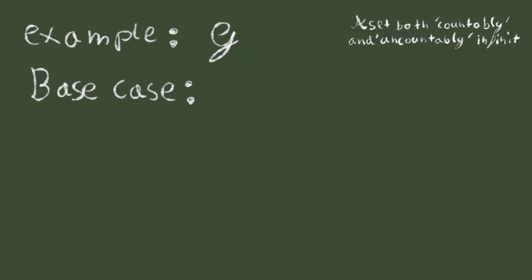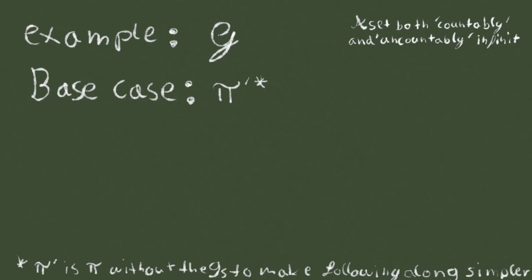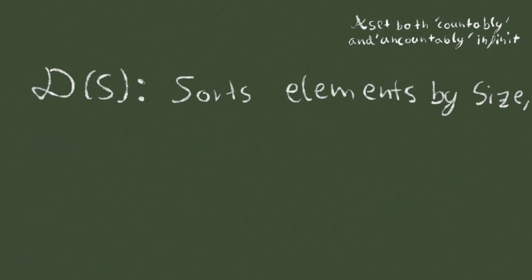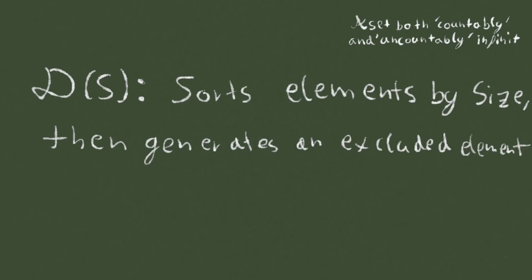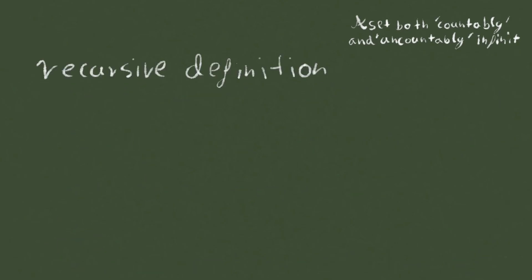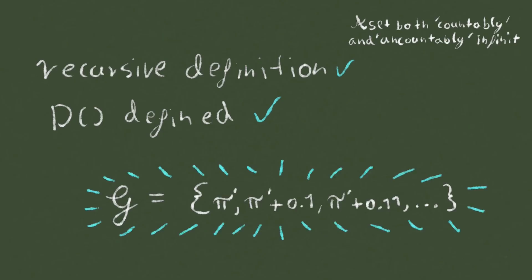And this is not only a theoretical set, we can actually create such a set and see what elements it is made up of. For this we first need to define a base case element x. For this example we'll just choose pi. Then we'll need to define an algorithm. In this case we will first sort the elements by size, then generate the excluded element with diagonalization. There are of course other ways to achieve the same with different algorithms if one has a problem with the sorting of infinite sets. Now with the base case defined as well as the algorithm, we can, using recursive definition, finally see what elements are in such a set G.